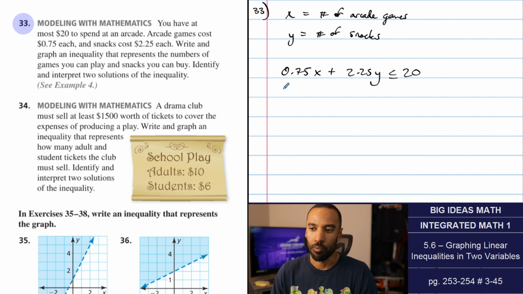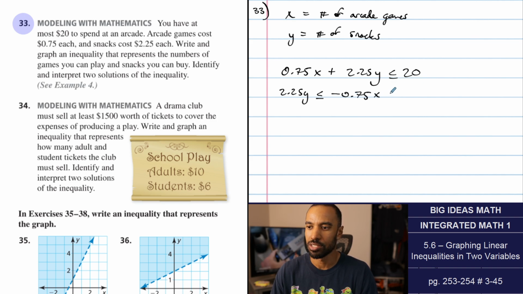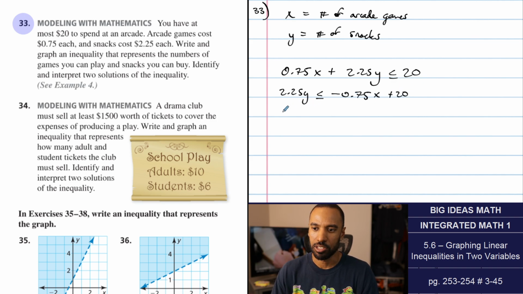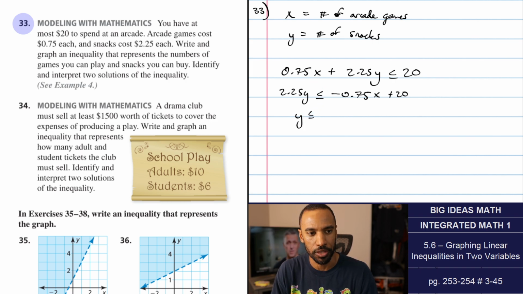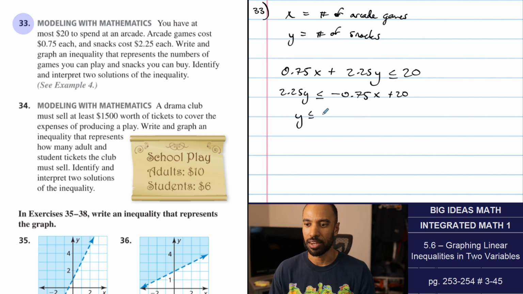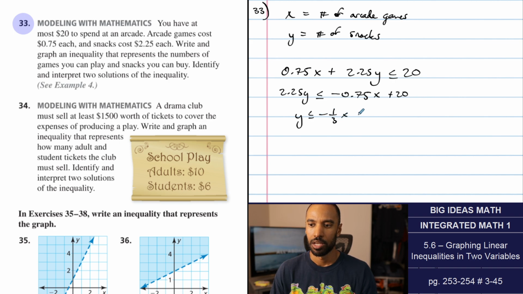So here, let's get y by itself. So 2.25y is less than or equal to, let's subtract that over, negative 0.75x plus 20. When we divide by 2.25, I think that's 1/3. 0.75 divided by 2.25, yeah, that's 0.3 repeating. So when we divide by that, that'd actually be negative 1/3 x plus, and I think this is, no, that's not, oh, yeah, this isn't a great number.